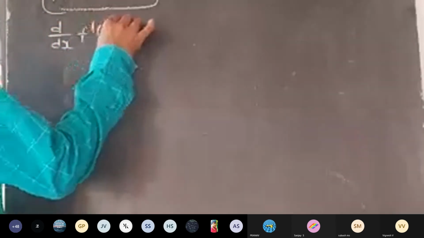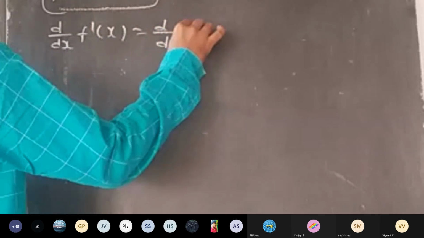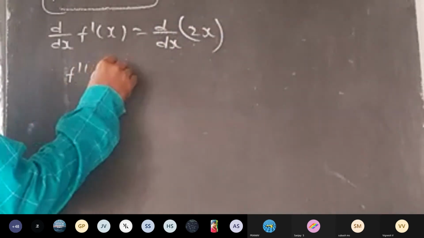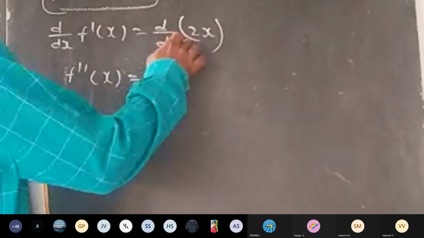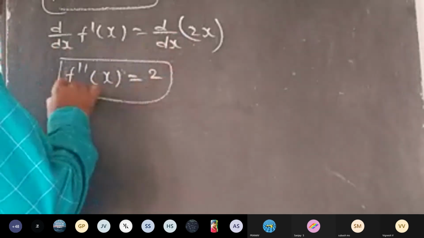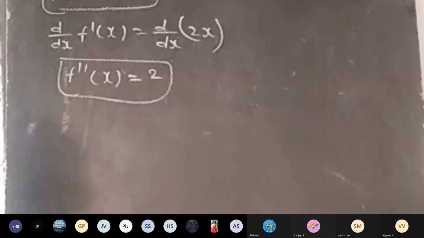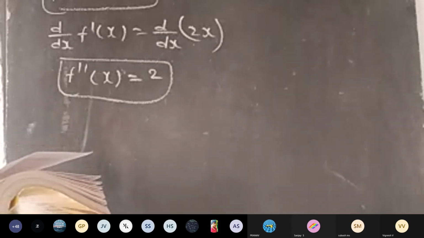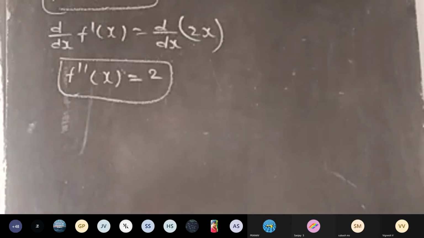Same equation. Whatever first order you completed, that equation only you have to complete by second order also. So d by dx of f dash of x is equal to d by dx of 2x. When you differentiate the equation, f double dash is 2, where 2 is the constant. Now what is it asking? Find the local maxima and the local minima.